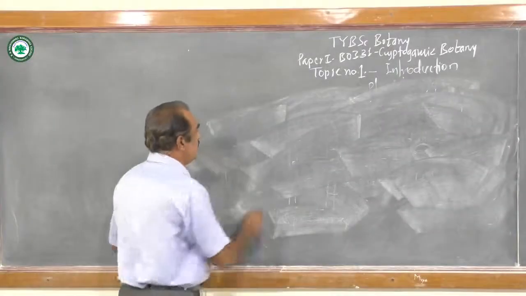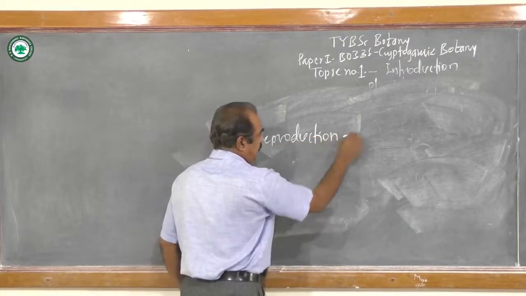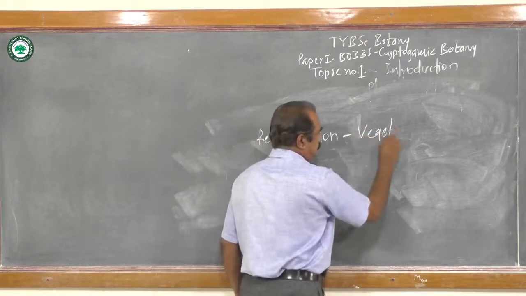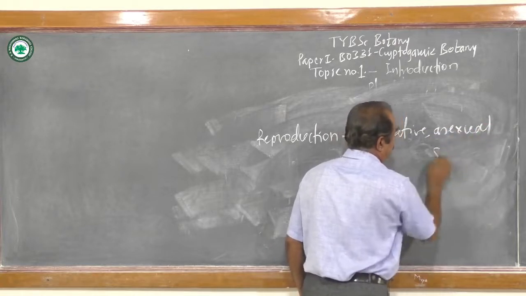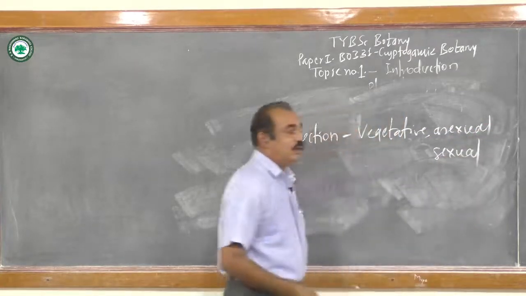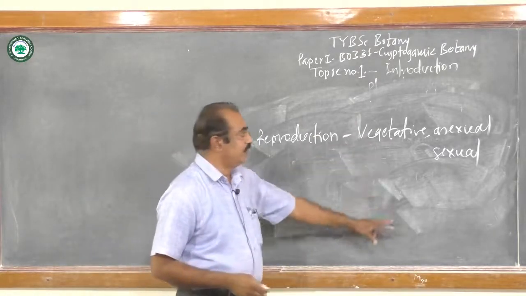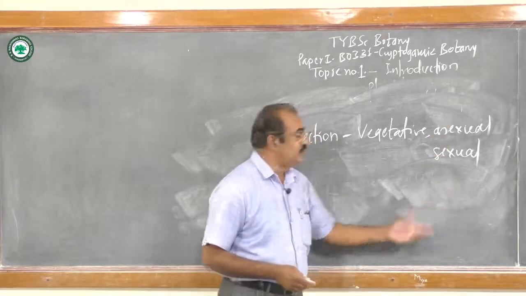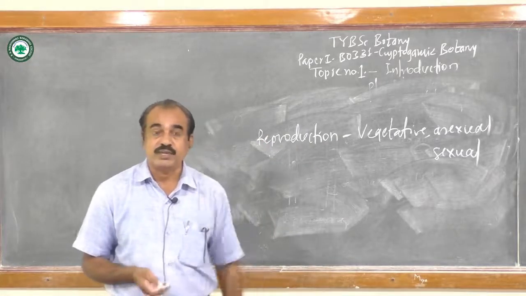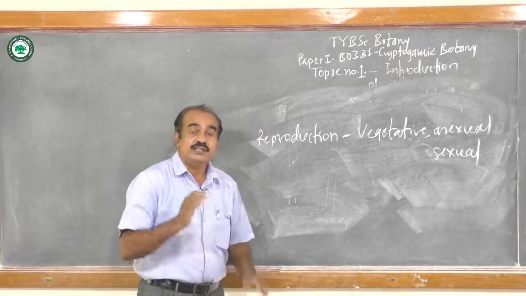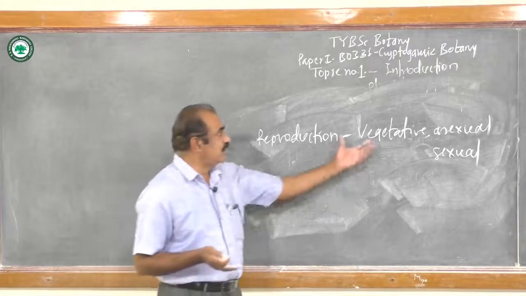Now the most important point, that is the reproduction. All of these cryptogams reproduce by three different methods, that is vegetative, then asexual and sexual. Now this vegetative reproduction takes place with the help of a reproductive structure. When this vegetative reproductive structure gets detached from the parent plant, then it germinates into a new thallus. So this is about the vegetative.